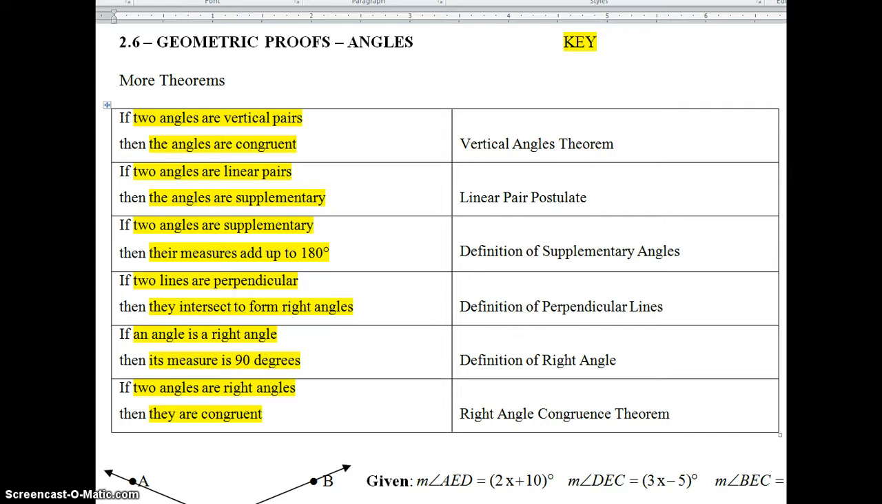We also said if two angles were linear pairs, well then they made a line, and that meant that their angles added up to 180 degrees. So that would be if two angles are linear pairs, then the angles are supplementary, and the name of that is the linear pair postulate. It's a postulate because we can see that it's true. No one needed to tell us that.